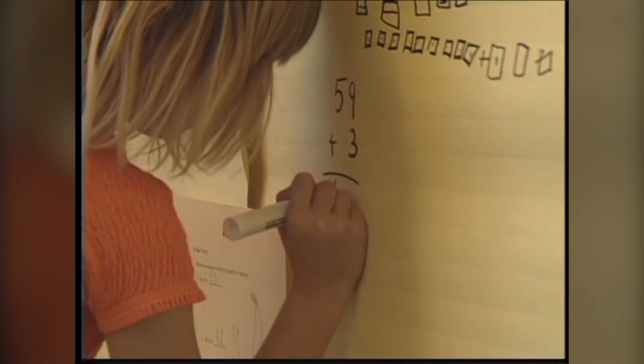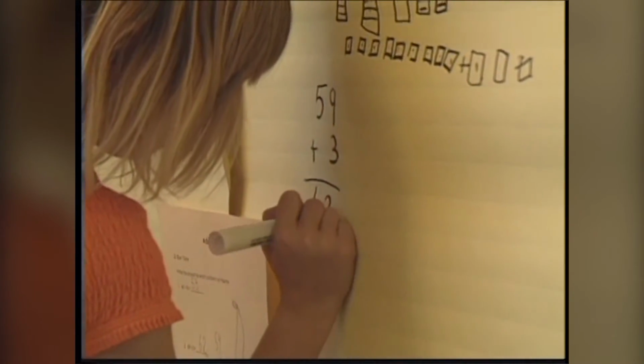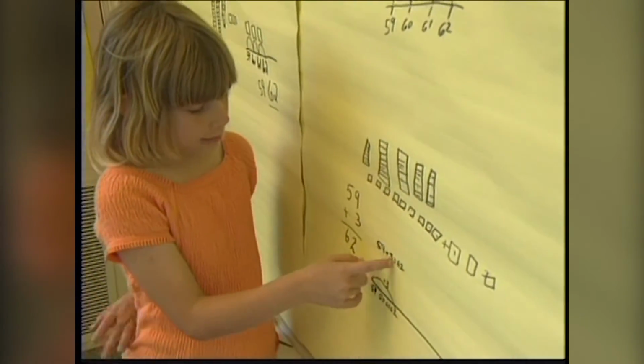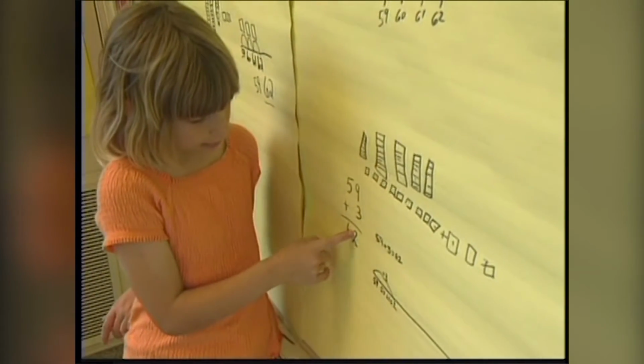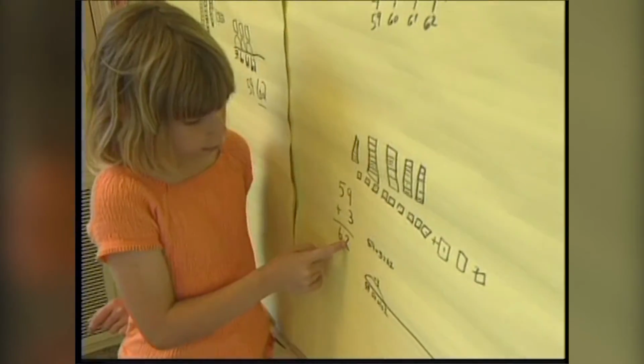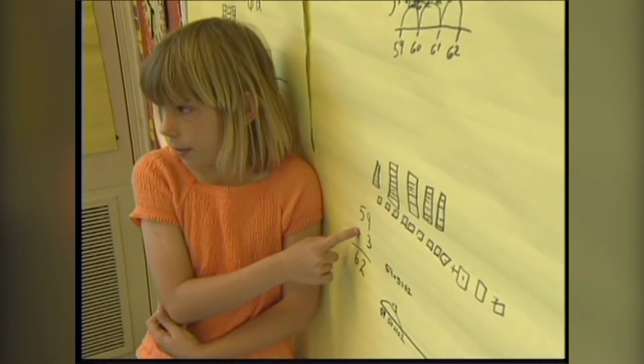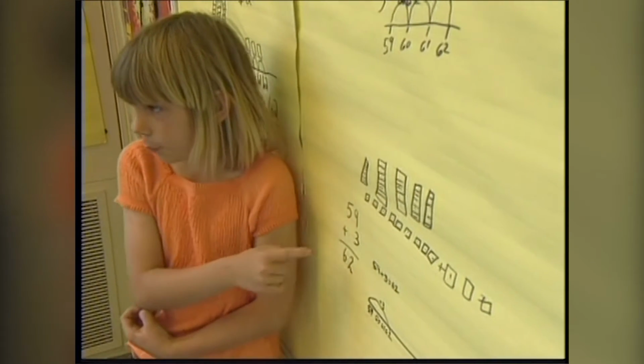Then we show our thinking at the board. When I came up to the board the first time, I was a little bit nervous. The problem was like this, and I put the 3 under the 9 because I know where the ones place is and where the tens place is. And if I put it under the 5, the number would be too big and it'd be an oops.